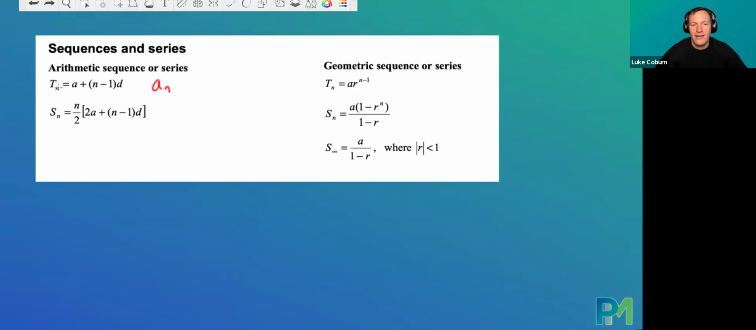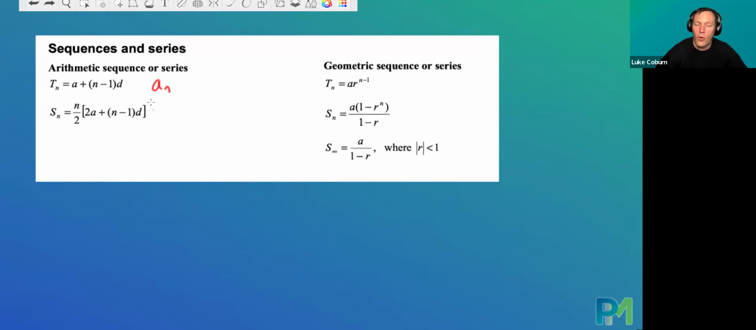And if I want to work out T10, the 10th number in the sequence, I put a 10 here, and I just put a 10 here. And then I can just jump to that number. Okay, so that's all that formula does. And then this one here is the sum, basically, up to, like, S10. I just put in 10 in here.